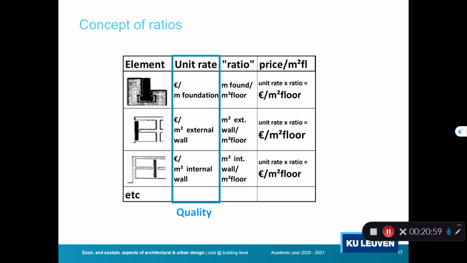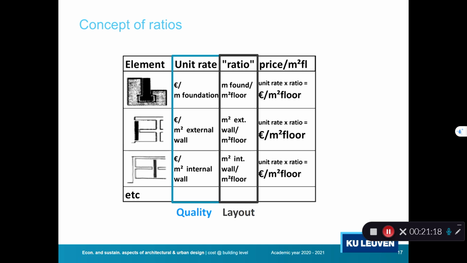Secondly, knowing the price per unit is not enough. I also need to know how much of each element I have per square meter of floor, for example, or in total. If I look at it per square meter of floor, we call it the ratio. And this amount is determined by the layout of my building.